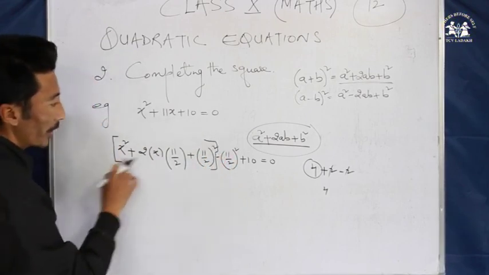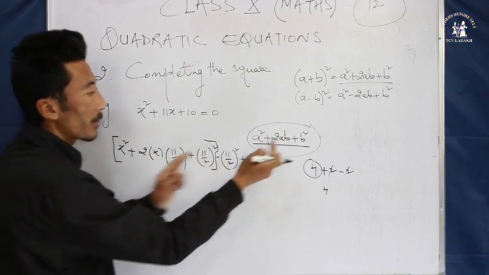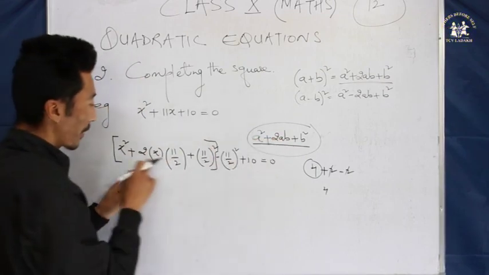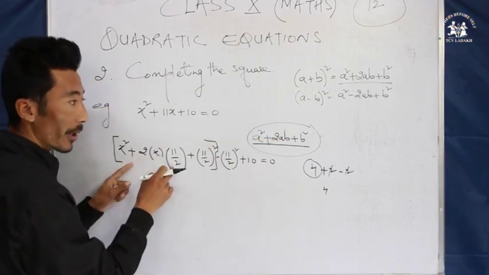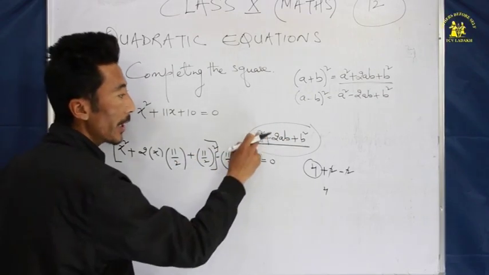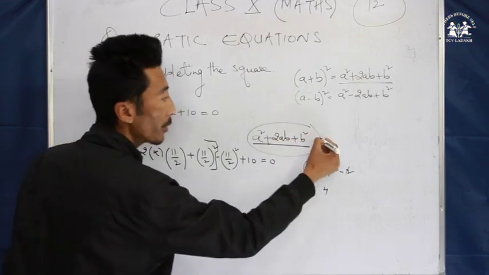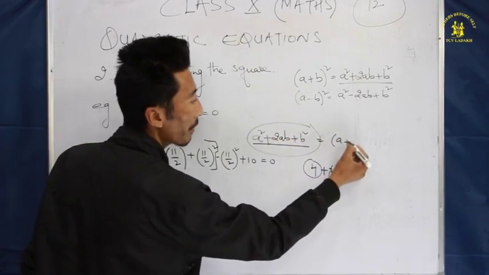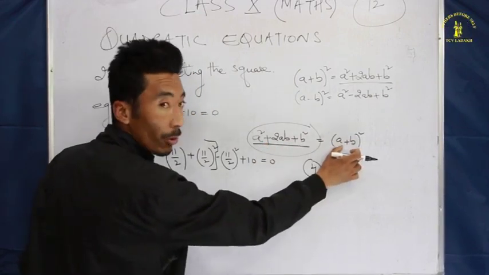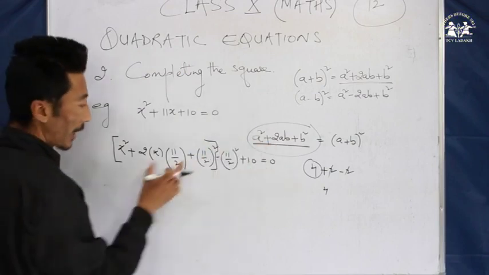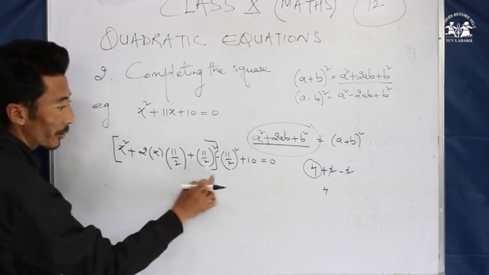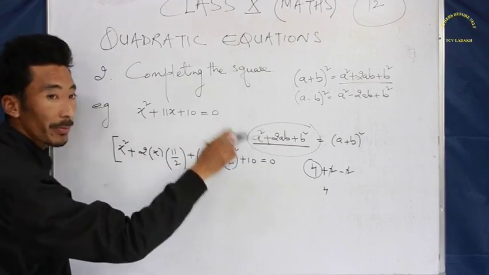To complete the expanded form, a square is x square, plus 2ab is 2 into x into b, which is 11 by 2, plus b square is b, which is 11 by 2 whole square. So a square plus 2ab plus b square is the form a plus b whole square.